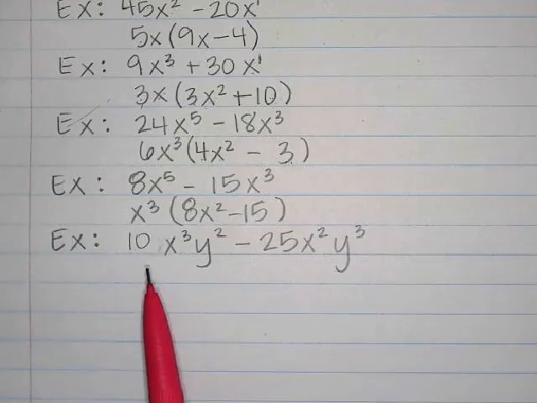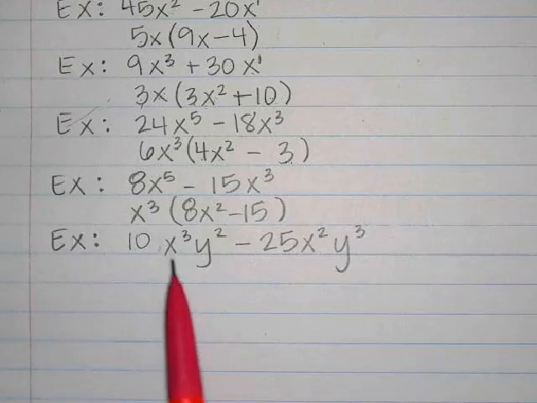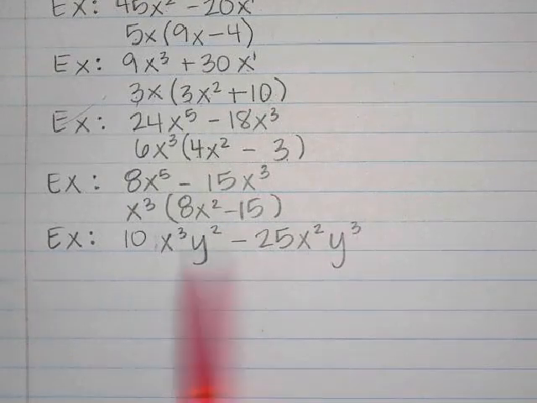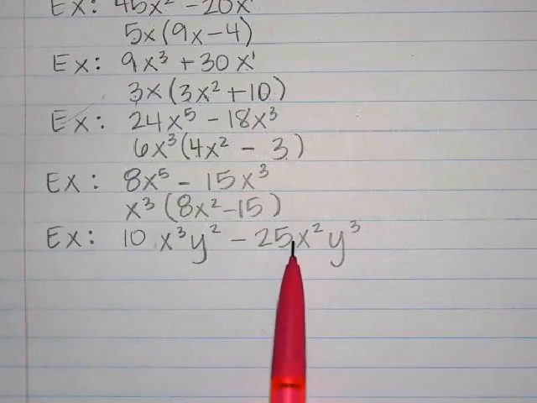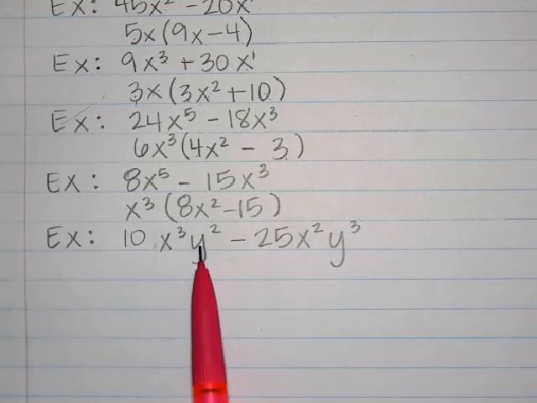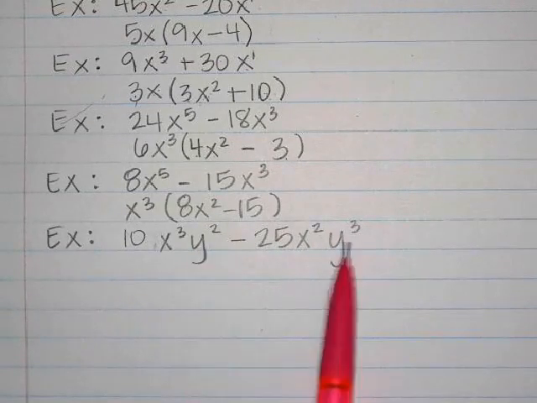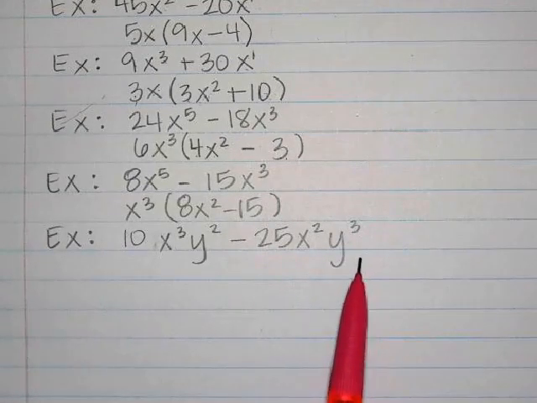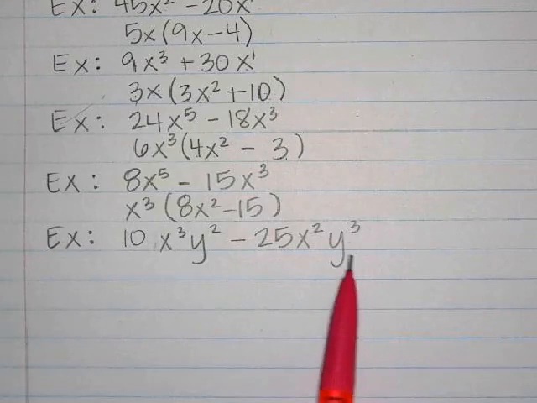So we're going to look at the number first, and then we're only going to look at the x's, and we're going to look at the smaller exponent. We're going to take that out. And then we're only going to look at the y's. We're going to take the smaller exponent out. And then we're going to do parentheses, and we're going to do our leftovers.